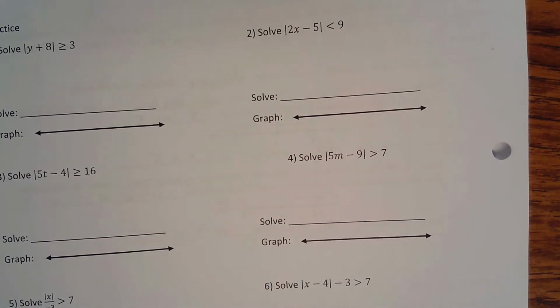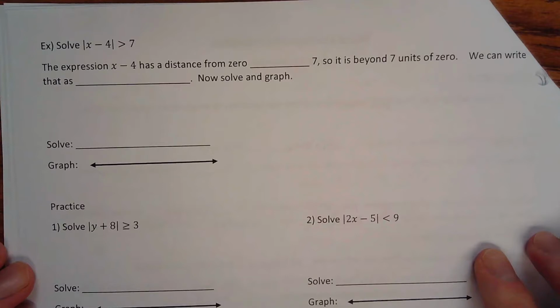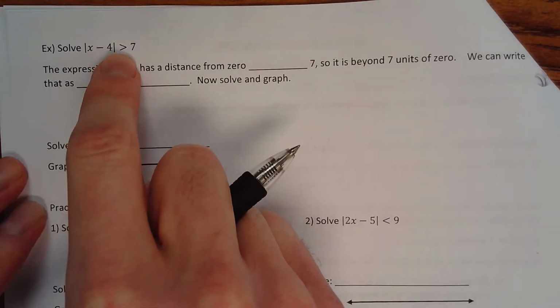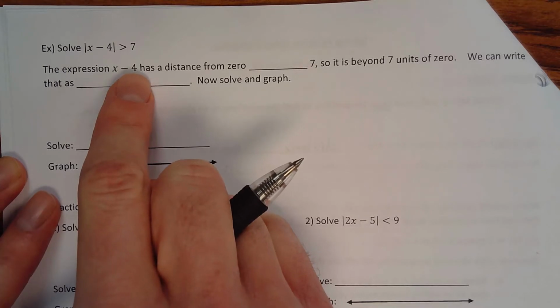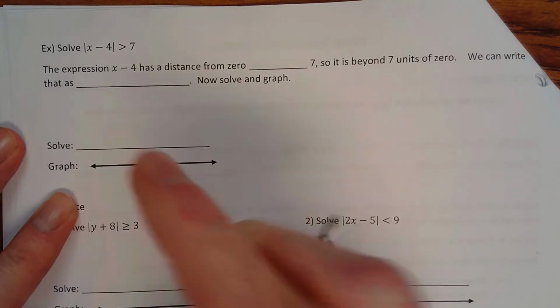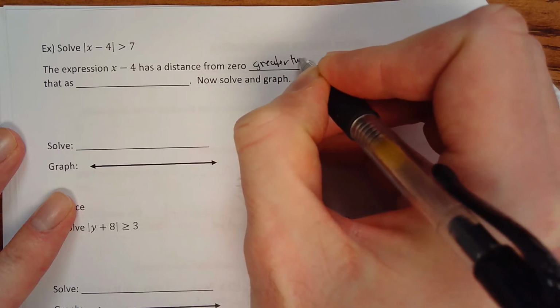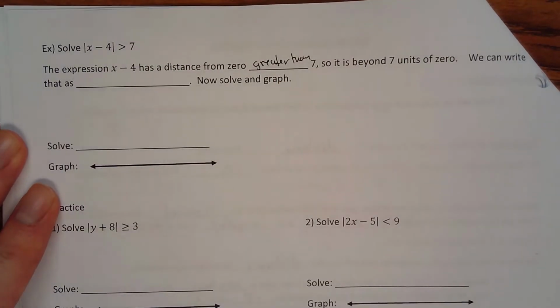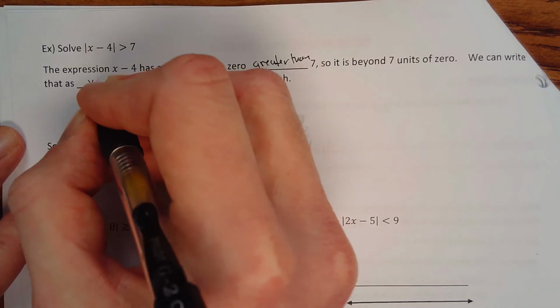Okay, so now we've got a greater than expression. So let me move this up here. So I've got a greater than expression. The absolute value is already by itself. So the expression x minus 4 has a distance from 0 greater than 7. So again, take out the word absolute value and just say distance from 0 greater than 7. So it's beyond 7 units from 0. So we can write that as the x minus 4.